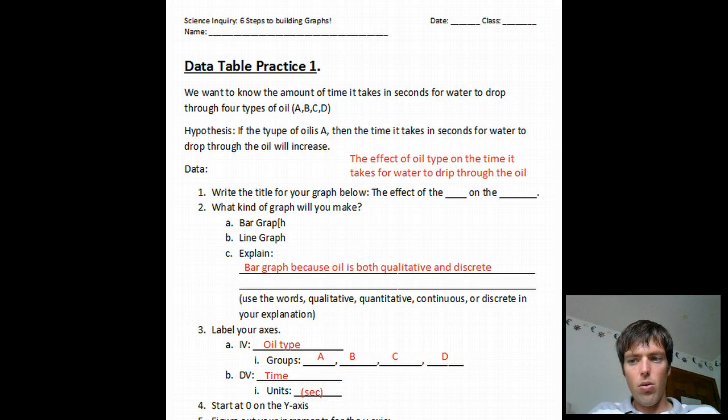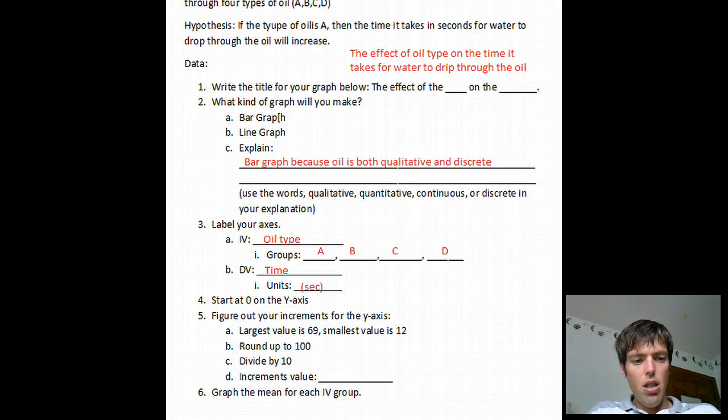All right, let's scroll down here. It says, remember, don't forget you're going to start at 0 on the y, figure out your largest increments, and remember, if you look at the means we're going to graph, the largest is 99, the smallest is 12. So we can round up to 100 and divide by 10, because there's 10 lines on every graph. So the increments value will be 10. And now it's time to graph.